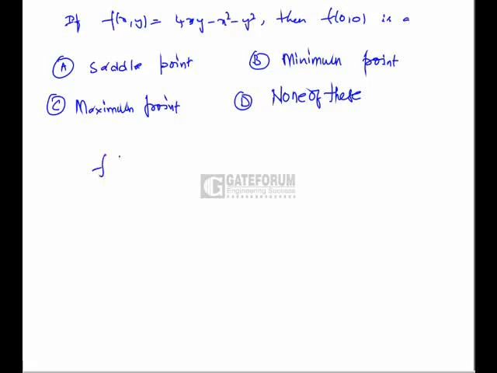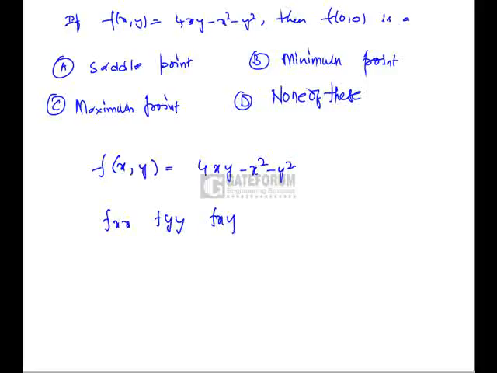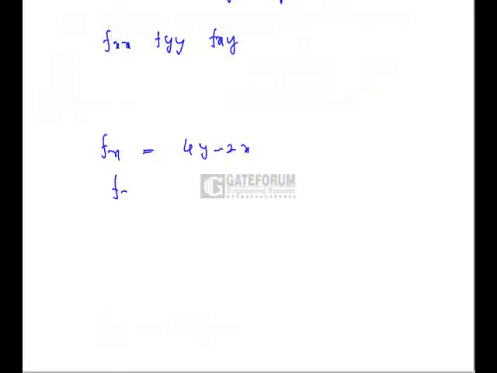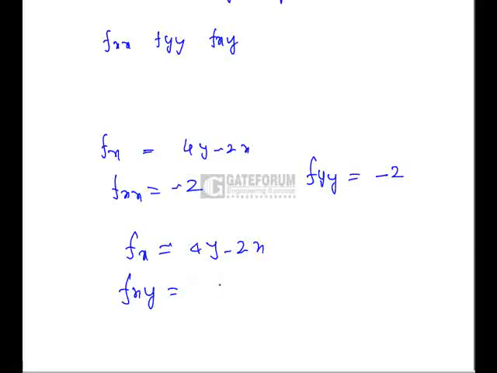In this problem, a function f of x comma y is given as 4xy minus x square minus y square. Now we have to check whether it has maximum, minimum, or neither maximum nor minimum. Now, in order to find that, first we need to find fxx, fyy and fxy. Now here fx is nothing but 4y minus 2x and fxx is nothing but minus 2. Similarly, fyy, if I differentiate the function twice with respect to y, it will be minus 2. And fx is already 4y minus 2x, and fxy, if I differentiate, it will be 4.